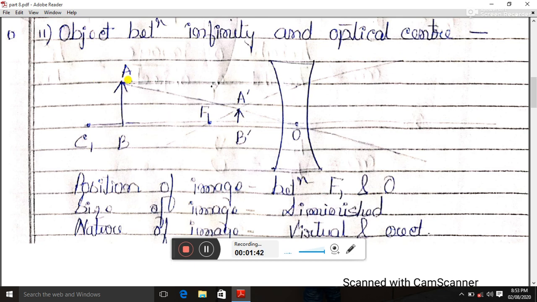Similarly, another ray comes which passes through the optical center without any deviation. If I extend the refracted ray with dotted lines, we can see that these two rays meet at this point. So this point will be my image, and it is between the focus and the optical center. Looking at the image, we can say that it is diminished, meaning smaller than the object, and it is virtual and erect.